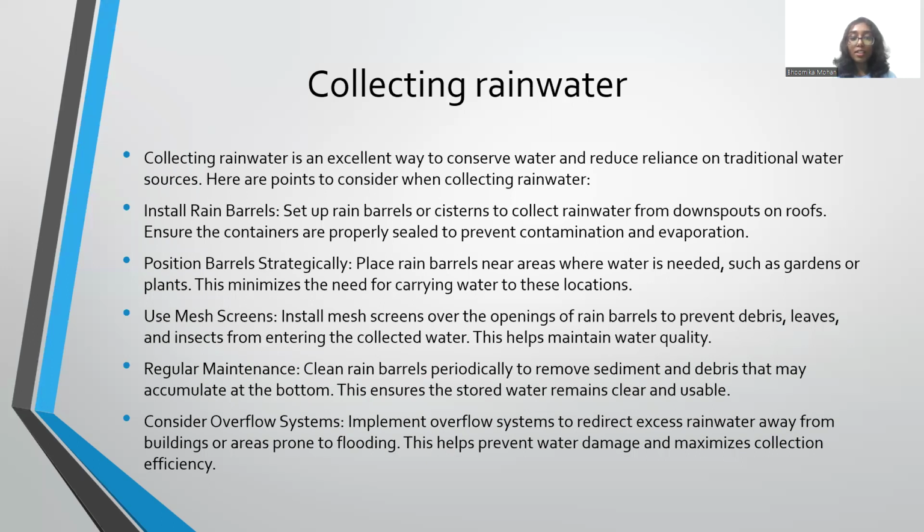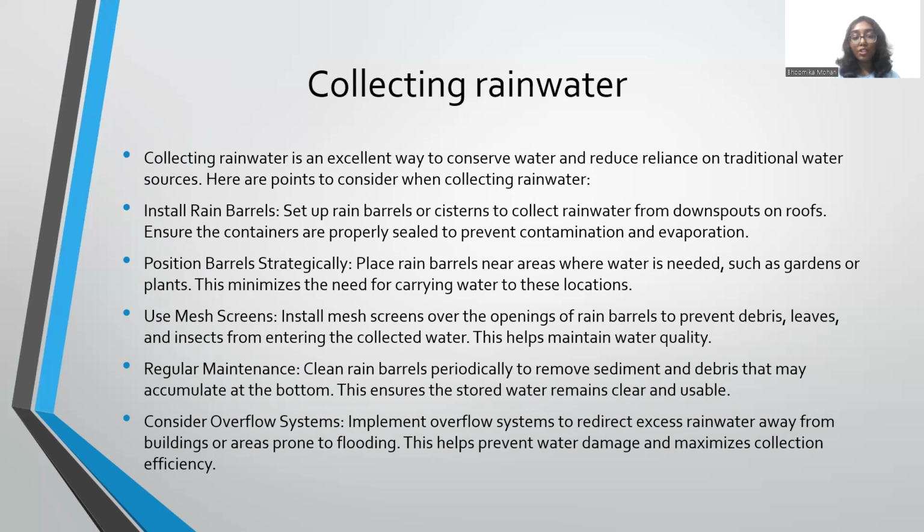Here are points to consider when collecting rainwater. First is to install rain barrels. Set up rain barrels or cisterns to collect rainwater from downspouts on roofs. Ensure the containers are properly sealed to prevent contamination and evaporation. Position barrels strategically. Place rain barrels near areas where water is needed, such as gardens or plants. This minimizes the need for carrying water to these locations.